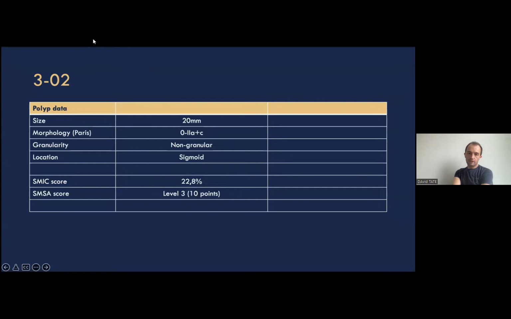Okay, so indeed it was with a depression, non-granular in the sigmoid. The SMI score is high. The SMSA score is level 3, but of course, if you have overt evidence of cancer, the SMSA score is not useful. And the next slide, please.